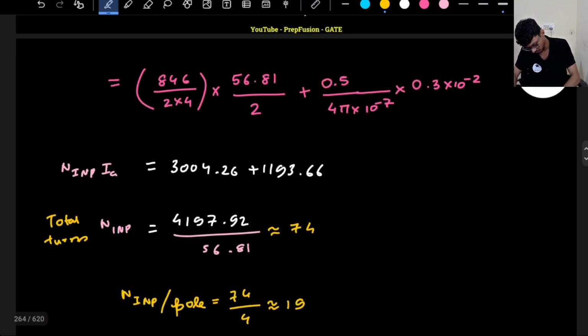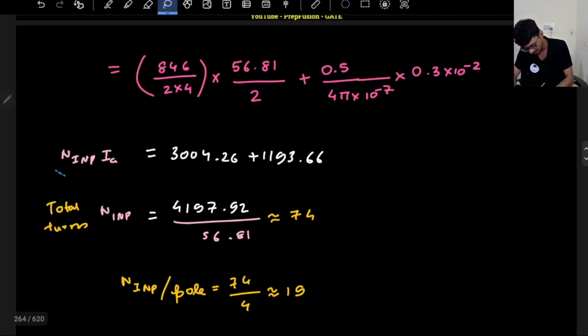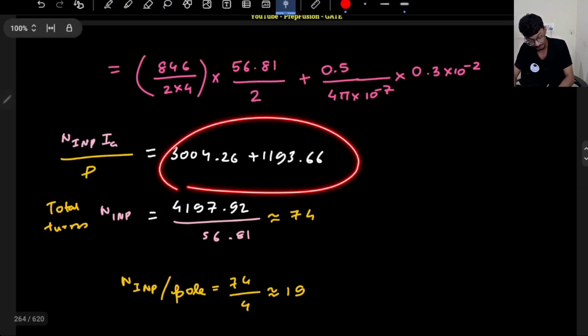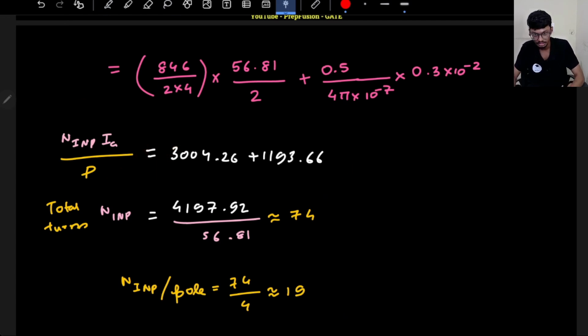Sorry, one more thing I missed here. This should be divided by p as well, right? Because I have to find out the per pole mmf. This is the per pole mmf on the right hand side. Left hand side also will be the per pole mmf.